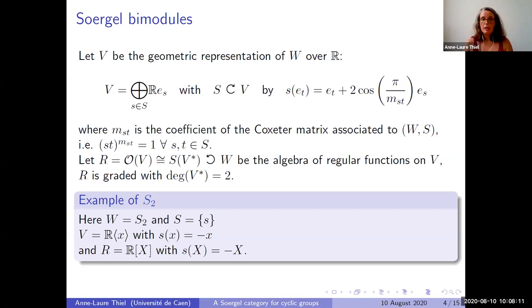So now we are done with S_n, we go to S_2, because remember that we want, at the end of the day, to generalize to the cyclic group. So if my Coxeter group is S_2, then I have just one simple reflection. V is of dimension 1, and this reflection acts by multiplication by minus 1. And R is just the ring of polynomials in one variable with real coefficients. Very well.